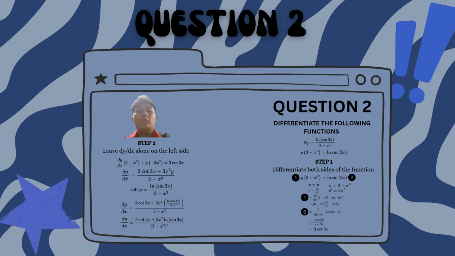So dy over dx equal to 3 cot 3x plus 3x squared times ln sine 3x over 3 minus x cubed, all over 3 minus x cubed. And then the final answer is 3 cot 3x plus 3x squared ln sine 3x over 3 minus x cubed to the power of 2.